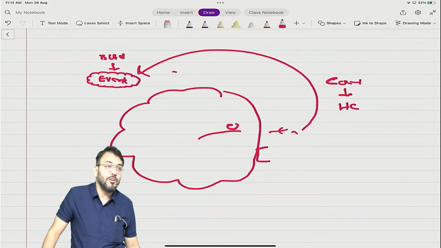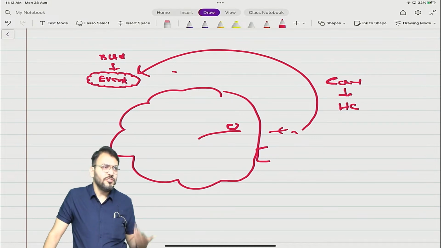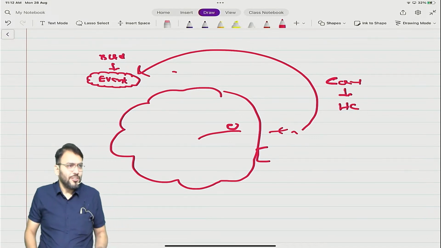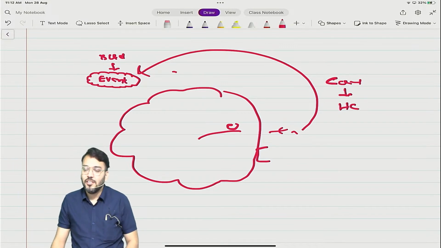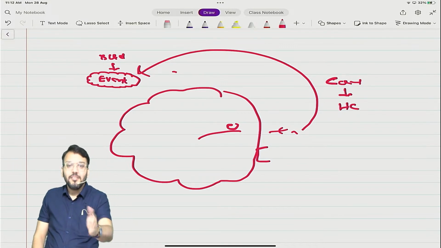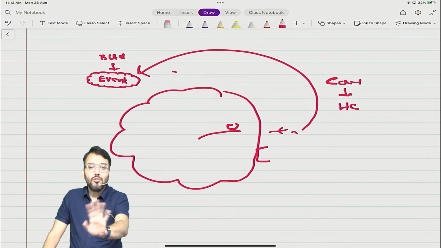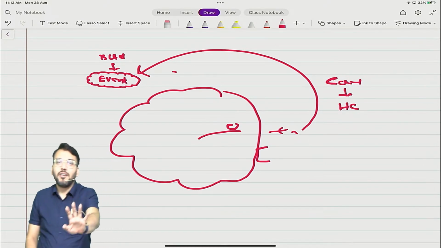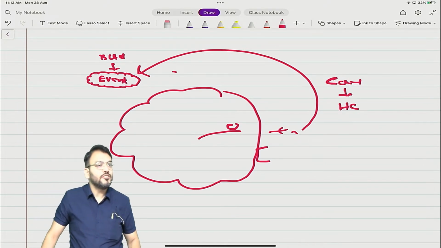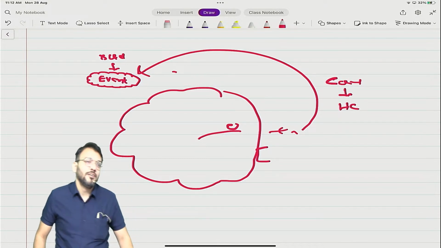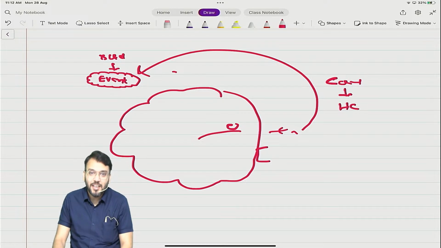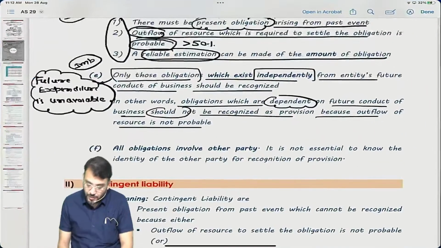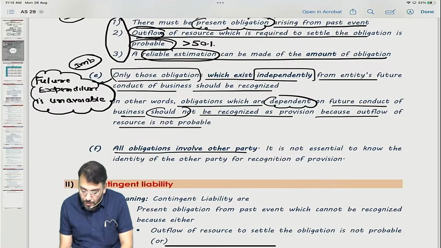Is it correct or wrong? It is wrong. AS 29 has given one clarification. The obligation involves a third party, any other party, but there is no need to know the identification of that party. Even though you don't know the identification of that party, you should create a provision. Understood this point? So what they said? All obligations involve another party.